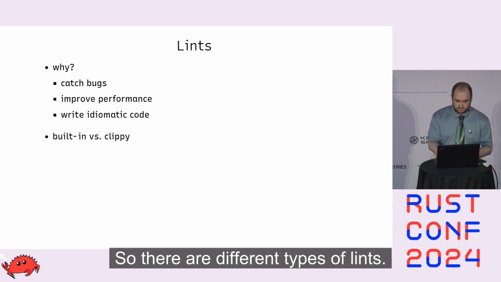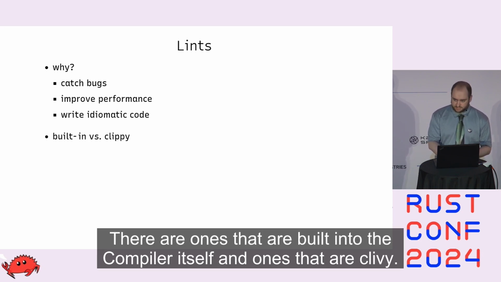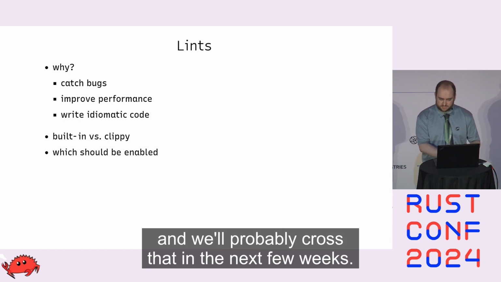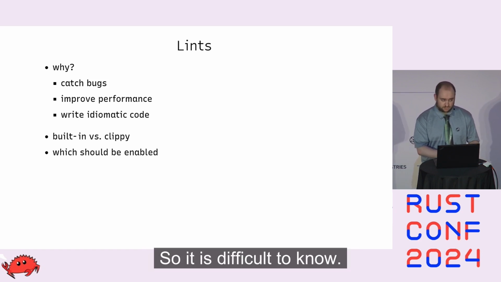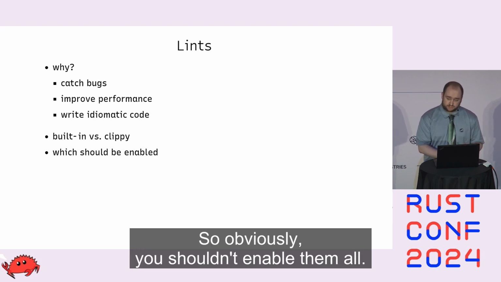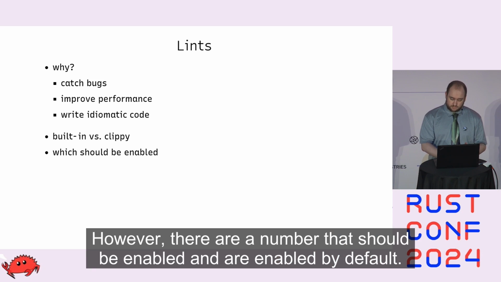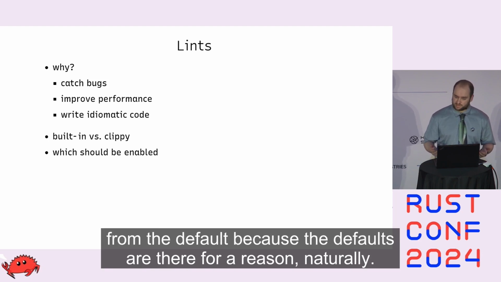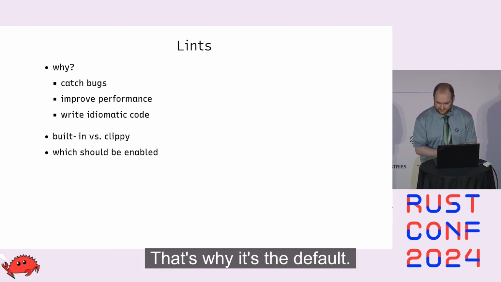So there are different types of lints. There are ones that are built into the compiler itself, and ones that are in Clippy. And as to which should be enabled, there's almost 1,000 lints total, and we'll probably cross that in the next few weeks. So it is difficult to know. Some lints are deprecated, some conflict with others. So obviously you shouldn't enable them all. However, there are a number that should be enabled and are enabled by default. You should not really lessen the level of lints from the default, because the defaults are there for a reason, naturally. That's why it's the default.